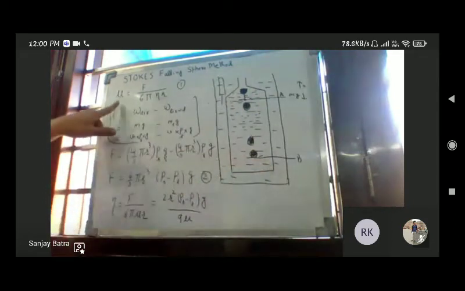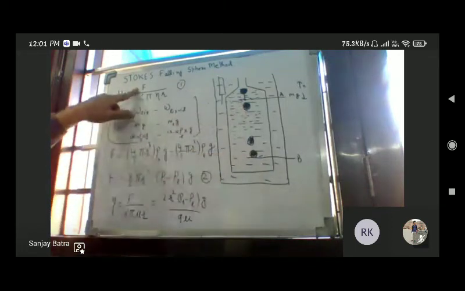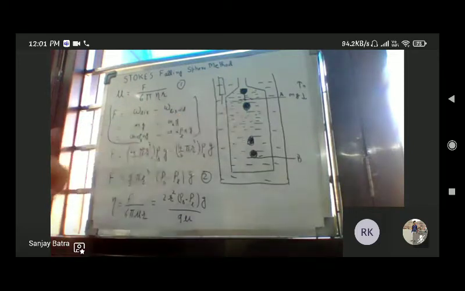And here this equation was observed by Stokes, which states that the uniform velocity with which this spherical ball moves into the liquid depends upon the net force divided by 6 pi eta r. R is the radius of the sphere.